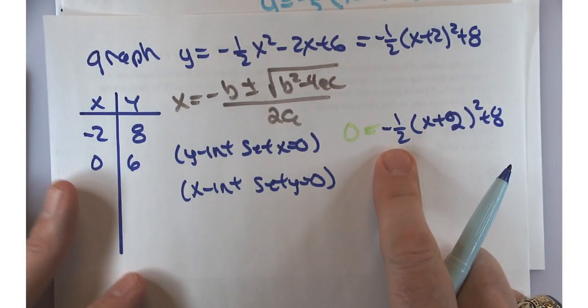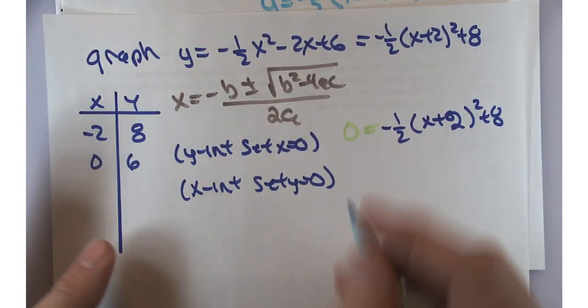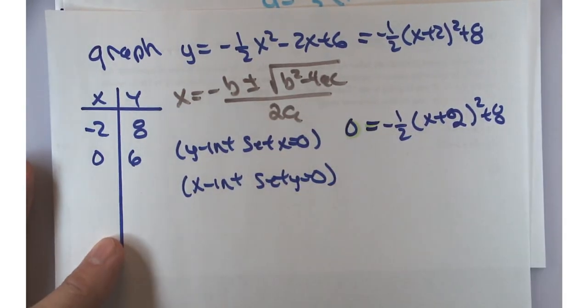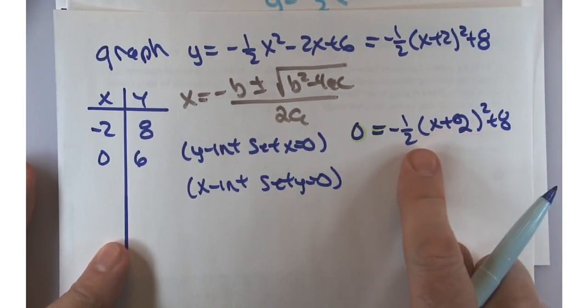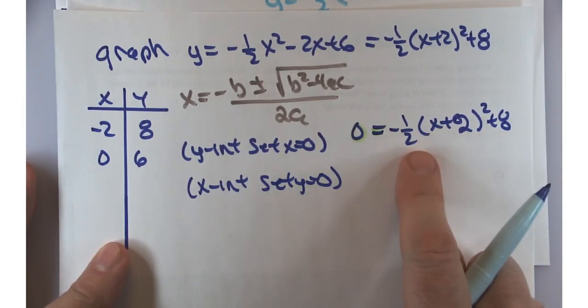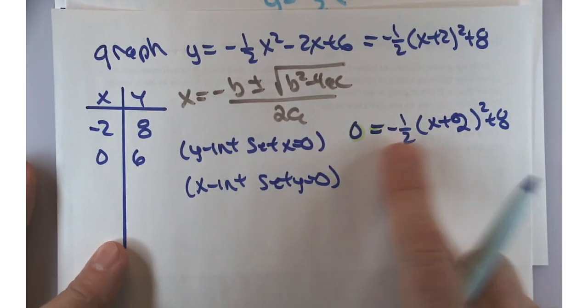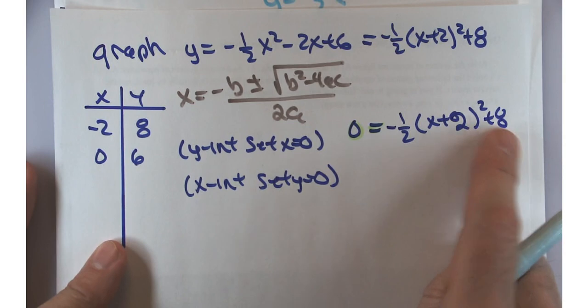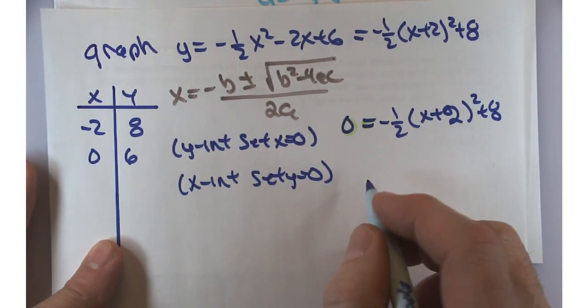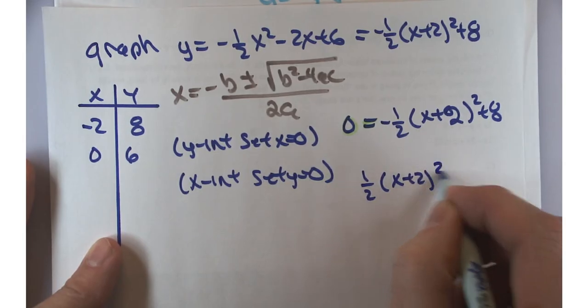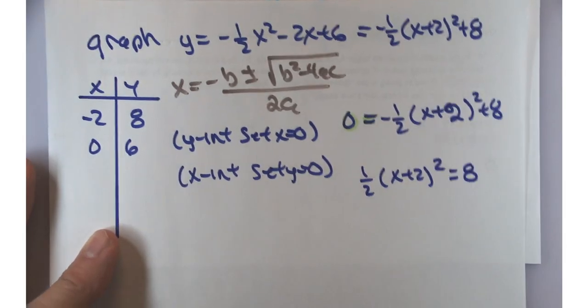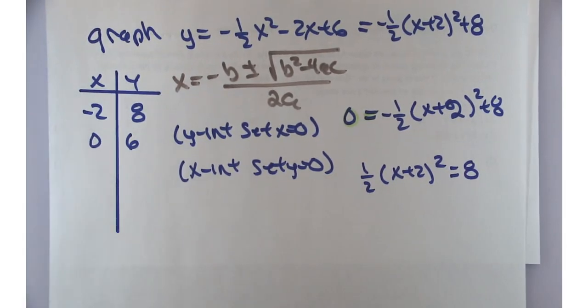You remember what happens when we move something from one side of an equation to another side? What happens to that term? Changes signs. I want to get rid of that negative 1/2. That's kind of a pain here. You could move the 8 and then get rid of the negatives that way. But if I just move this whole term to the left-hand side, I'll get 1/2 times x plus 2 squared equals 8. And that's a little bit nicer because now I don't have any negatives.